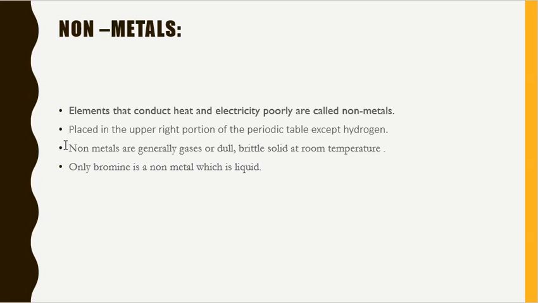And the second difference is their existence. Metals are generally solid and their surface is shiny, lustrous, and they can be transformed into various shapes. But non-metals are generally gases or dull brittle solids at room temperature. The exception is in group 7a, where bromine is a non-metal which exists in the liquid state. All other non-metals exist as gas or solid.